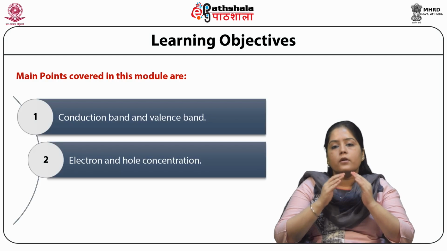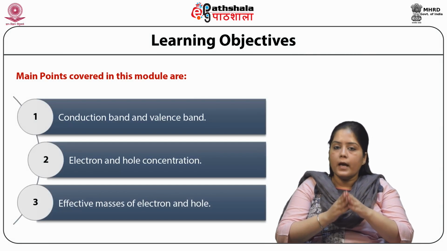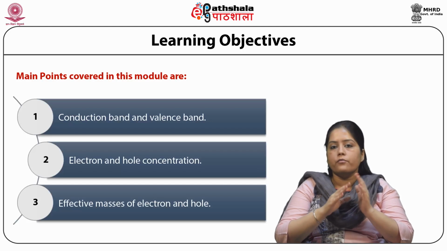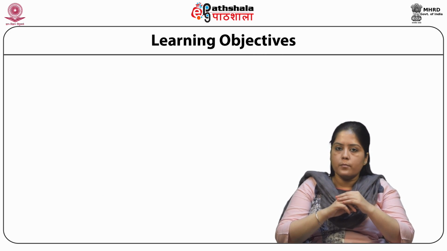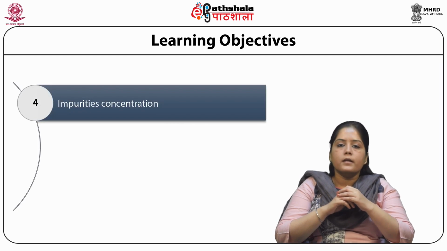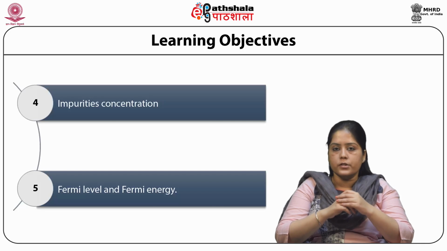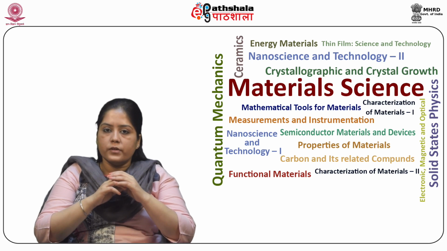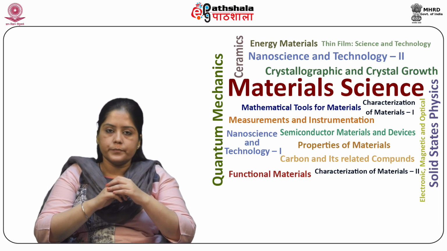Third, we will also discuss the effective mass and the effective masses of electrons and holes. Fourth, we will discuss the impurities concentration. Lastly, we will discuss the Fermi level and the Fermi energy. Let us start with a brief introduction about the module.